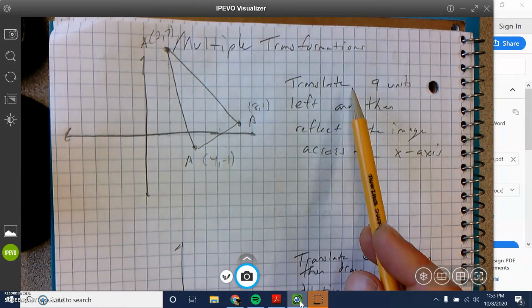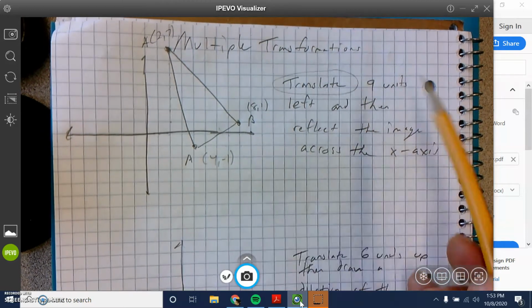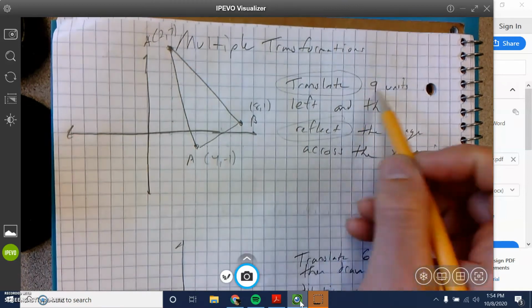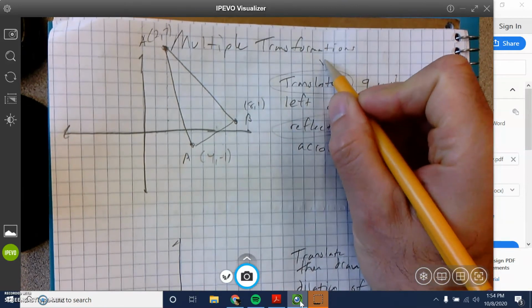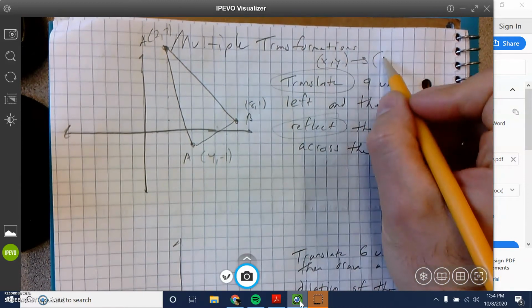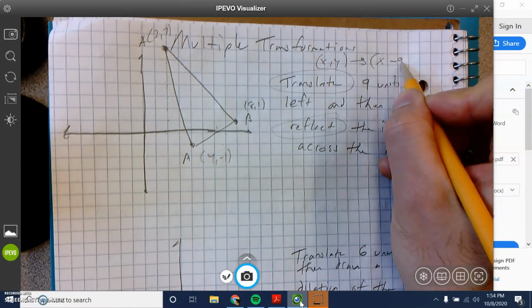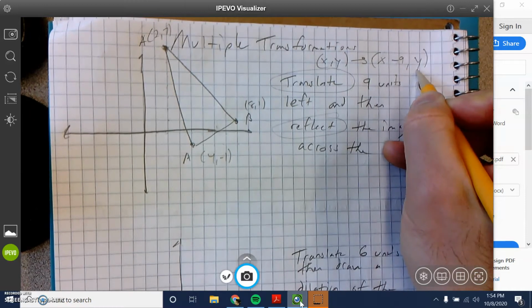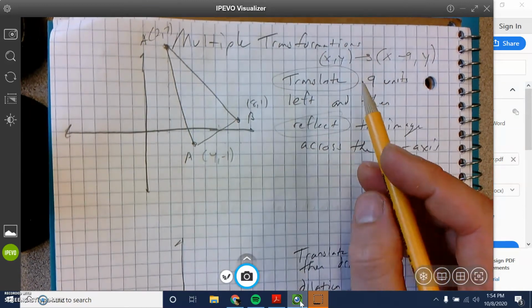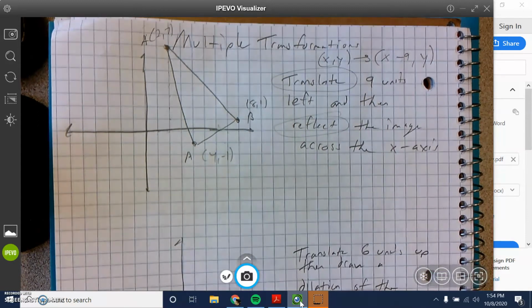So we got to do 2 transformations. We got to translate, then we have to reflect. So this is what we do. We're going to go 9 units to the left. If I was to draw what that is in the notation, it's x minus 9, and the y doesn't change, so I'm just going to keep it at y. So that's what it would be if it was written out in translation notation.